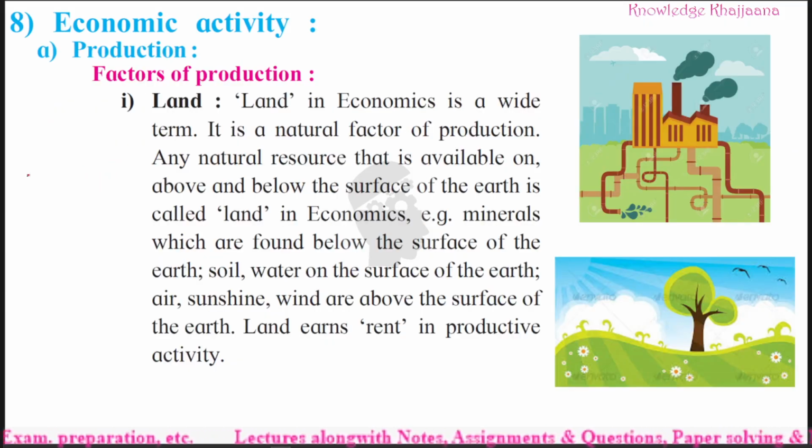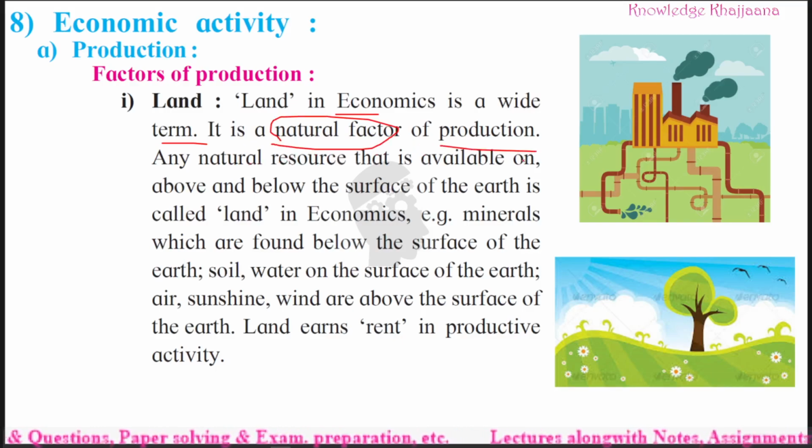The first is land. Now just consider that you want to run your own factory or start your own business. First of all, what will you think? You will think of having the land first. Land in economics is a wide term. It is a natural factor. Land cannot be created artificially. It is a natural factor of production. Any natural resource that is available on, above and below the surface of the earth is called land in economics.